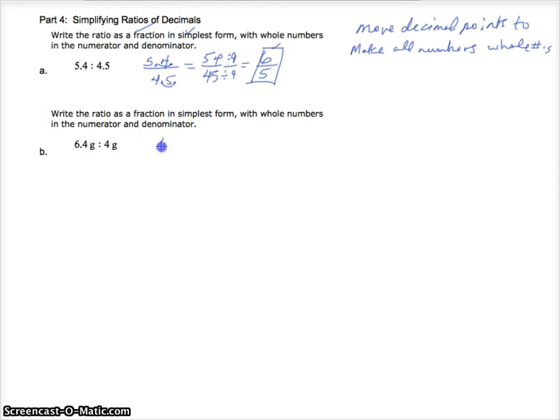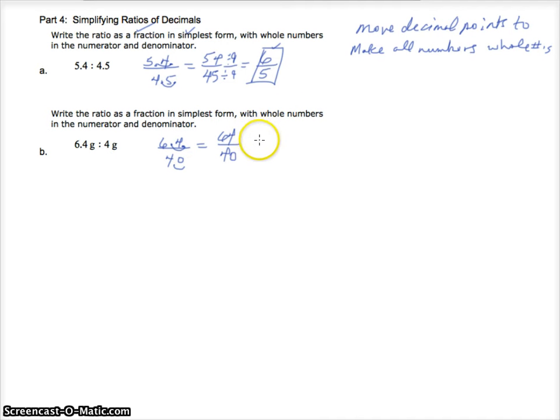6.4 over 4. The 4 is already whole, but I've got to move the decimal on the 6.4 one space, so I've got to move it one space on the 4 to make it 40. So now I have 64 over 40. Now I can reduce them.